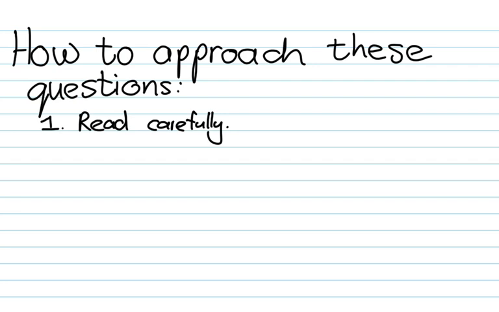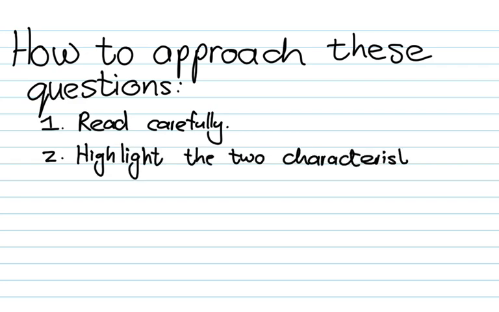Step 1 will be to read very carefully. They're going to throw a lot of information at you, and you're going to have to read very carefully to make sure that you understand exactly what's going on in the questions. Step 2, you're going to use 2 different color highlighters or 2 different color pens, not on the answer paper, but on the question paper. That way you can highlight your 2 characteristics in 2 different colors.